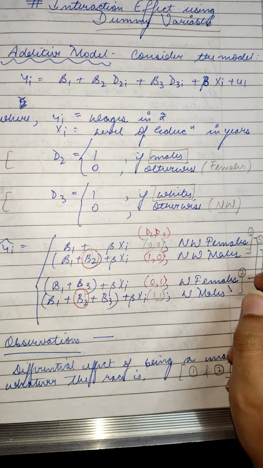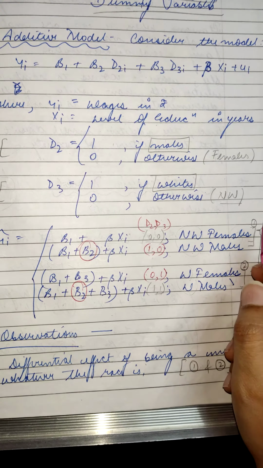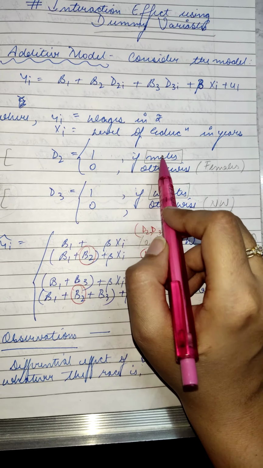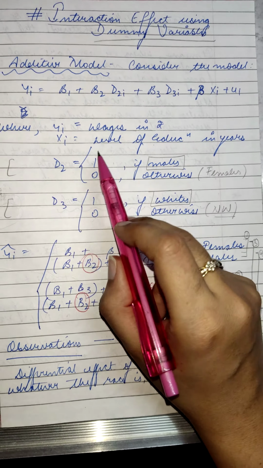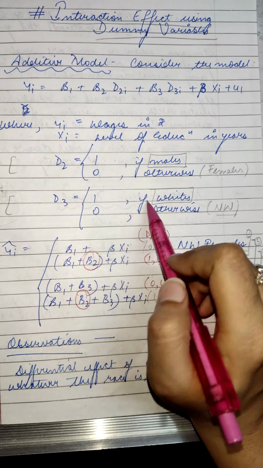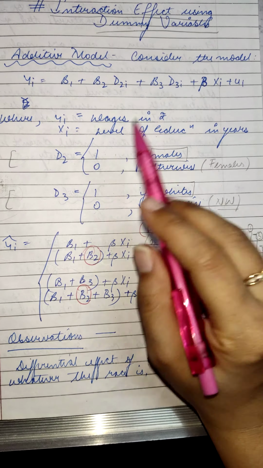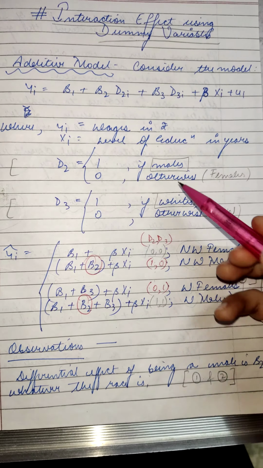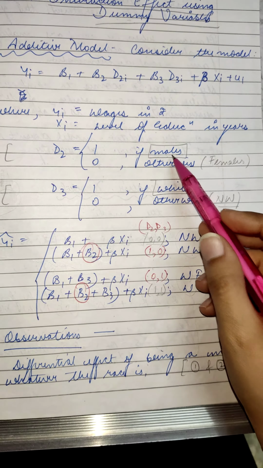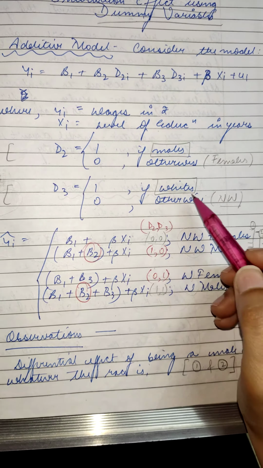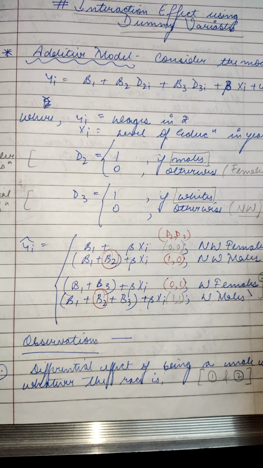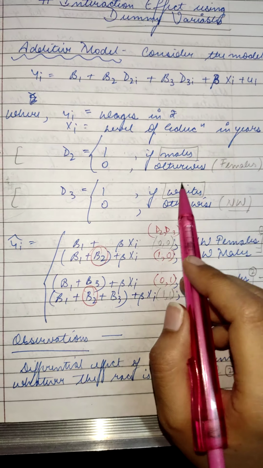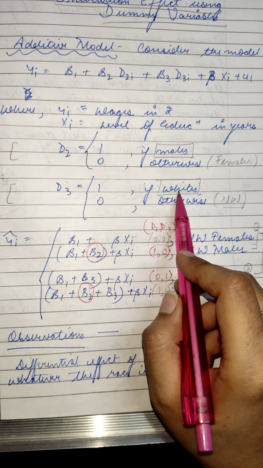Also in interpretation, make sure you're making the interpretation with respect to the category which receives the value 1. For example, right now in my model, D2 equals 1 for males and D3 is 1 for whites. So my interpretation is going to revolve around males and whites. I should be able to tell what the differential effect of being a male is and what the differential effect of being a white is. Differential effect of being a male when you are either white or non-white. So that is one of my interests. And then the differential effect of being a white when you are either male or female.